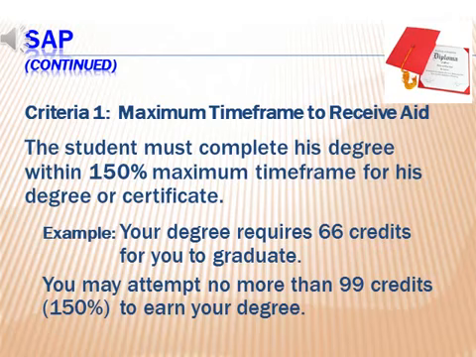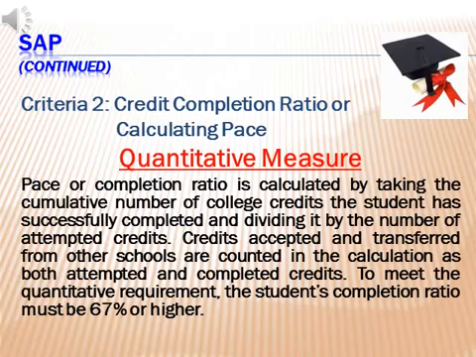SAP continues. Criteria 1. Maximum time frame to receive aid. The student must complete his degree within 150% maximum time frame for his degree or certificate. Example, your degree requires 66 credits for you to graduate. You may attempt no more than 99 credits, that's 150%, to earn your degree.